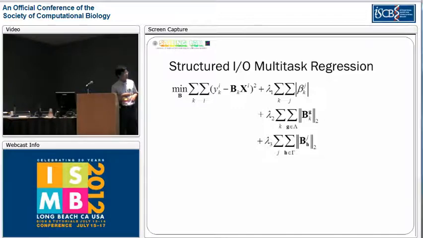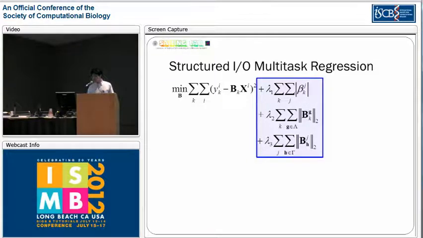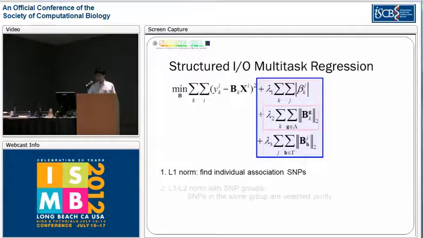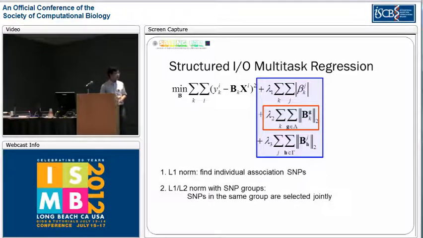The first penalty is coming from Lasso. And the second penalty is coming from group Lasso. And the third penalty is coming from Multitask Lasso. And this first penalty is going to find individual association SNPs. And the second penalty is going to enforce that SNPs in the same group are selected jointly.